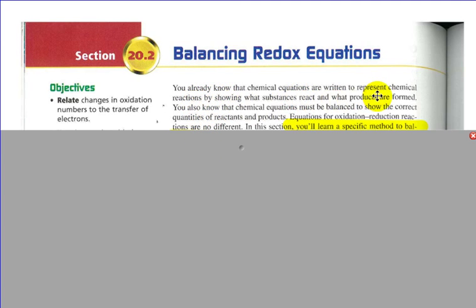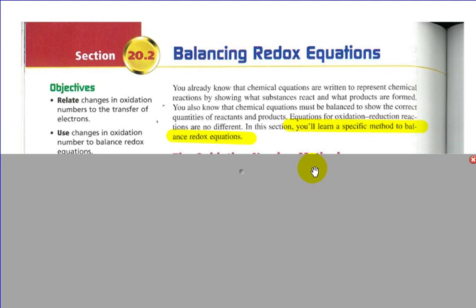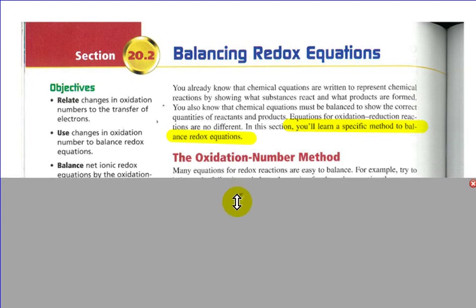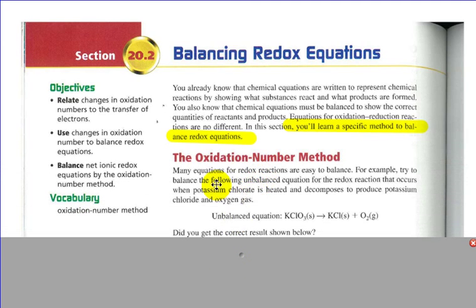So you already know that chemical equations are written to represent chemical reactions by showing what substances react and what products are formed. You also know that chemical equations must be balanced to show the correct quantities of reactants and products. Equations for oxidation reduction reactions are no different. In this section, you'll look at a specific method to balance redox equations. So, the oxidation number method. Many equations for redox reactions are easy to balance.